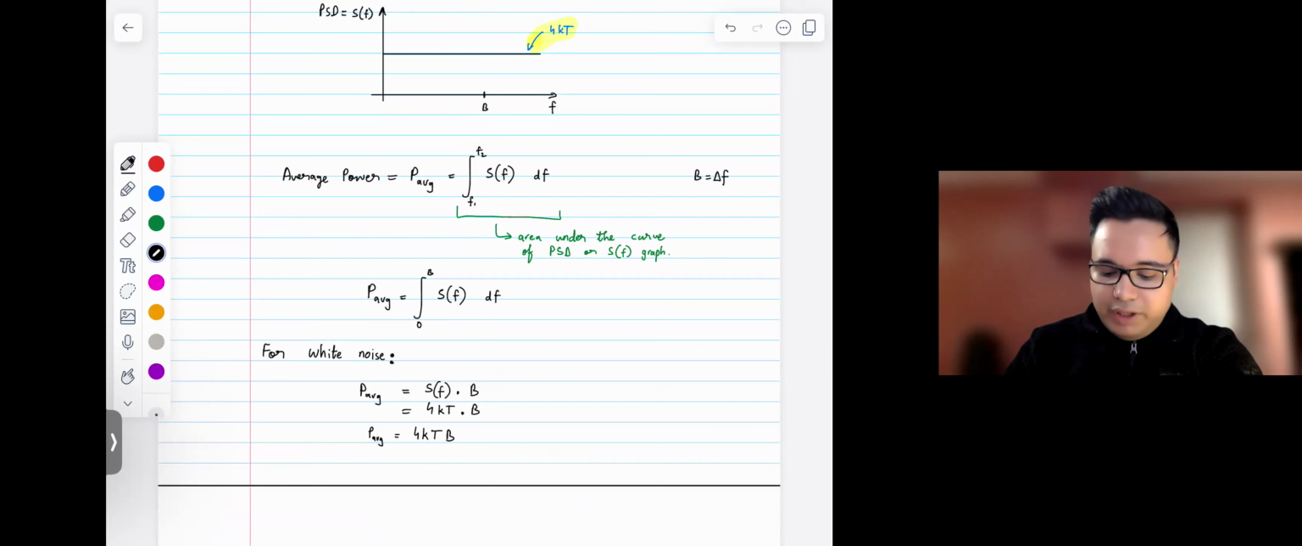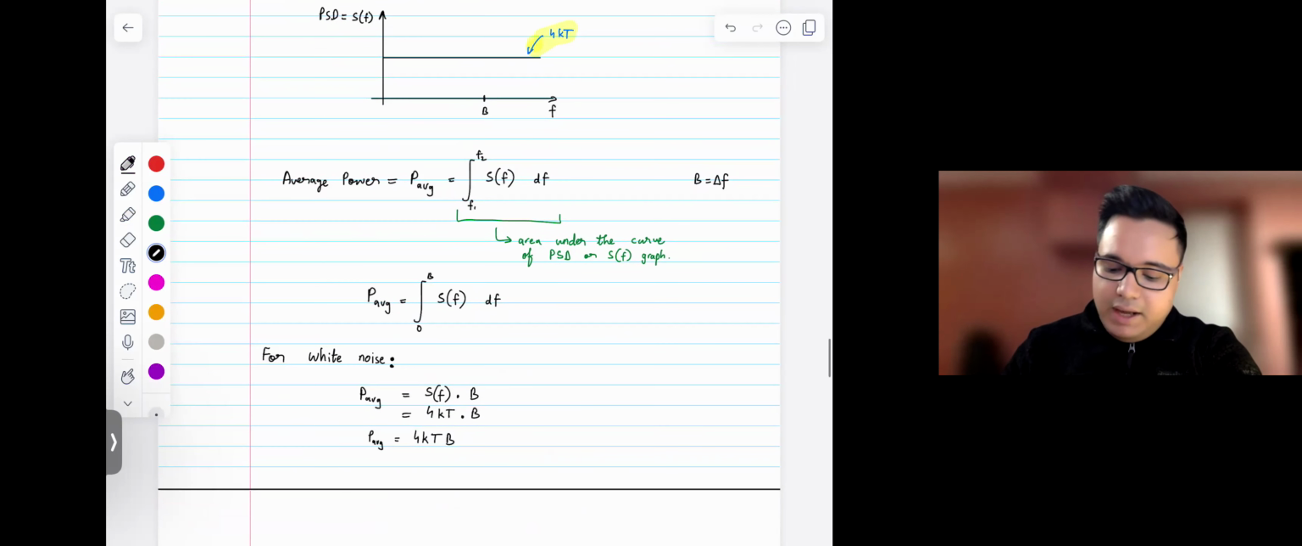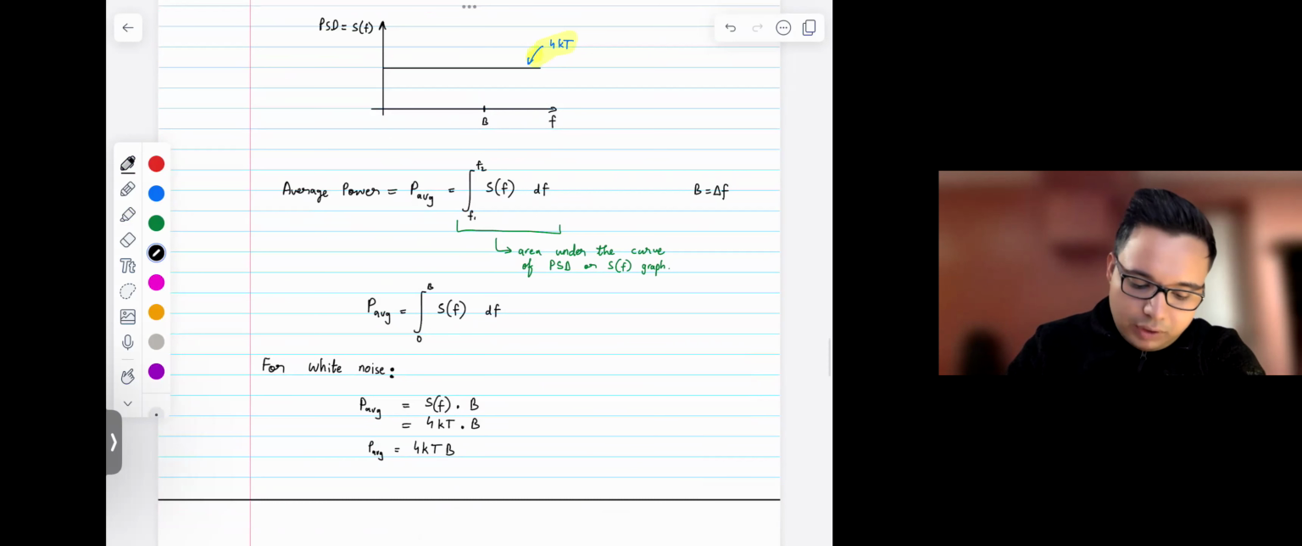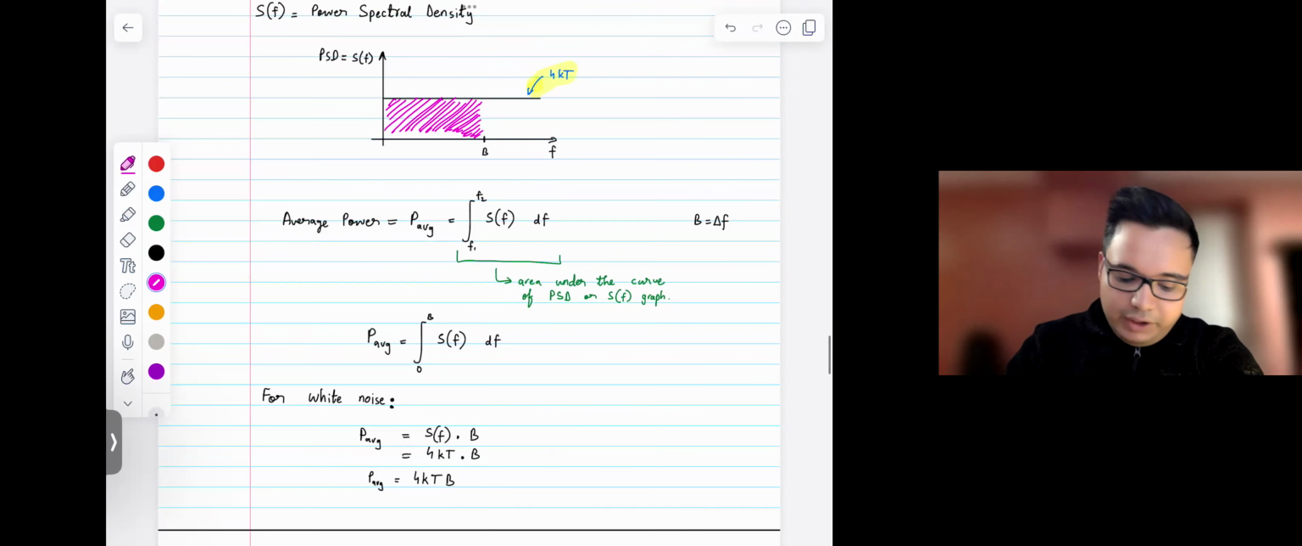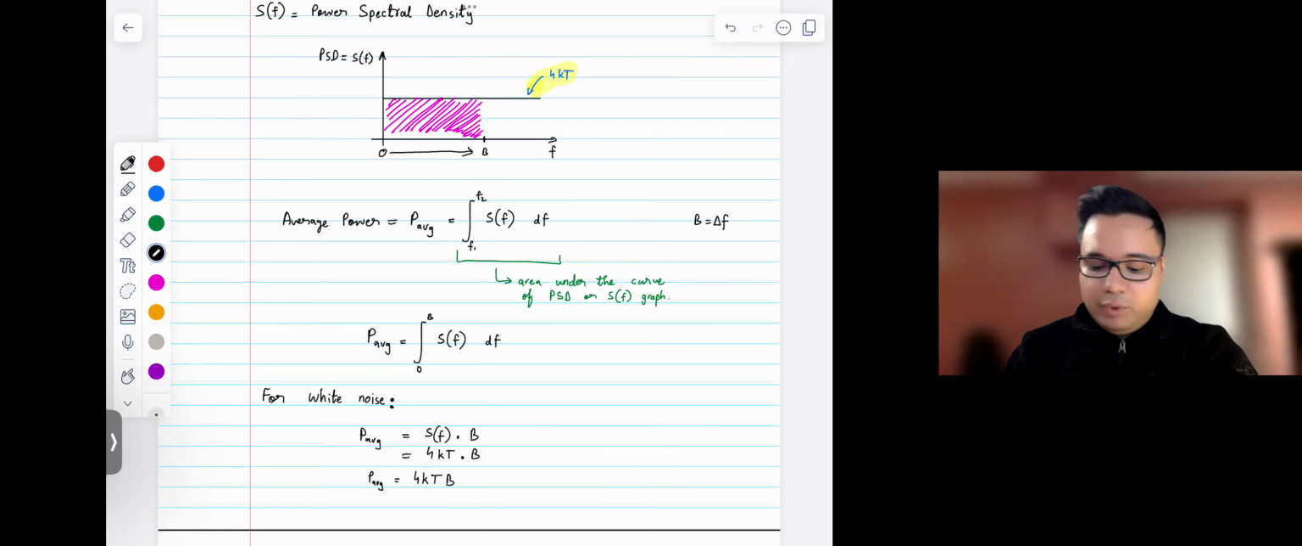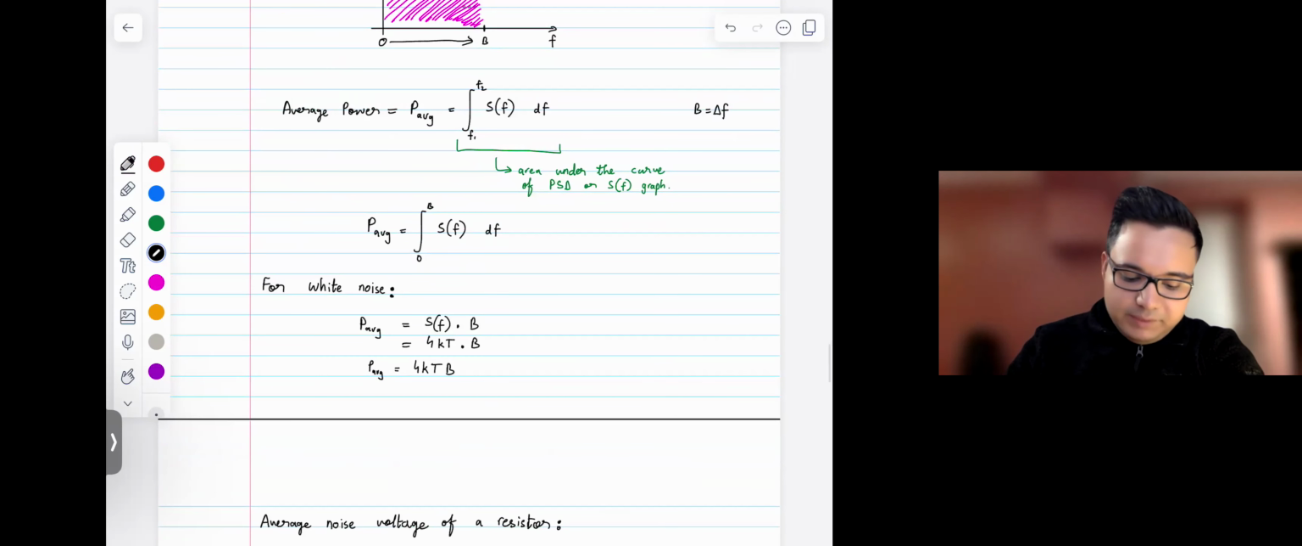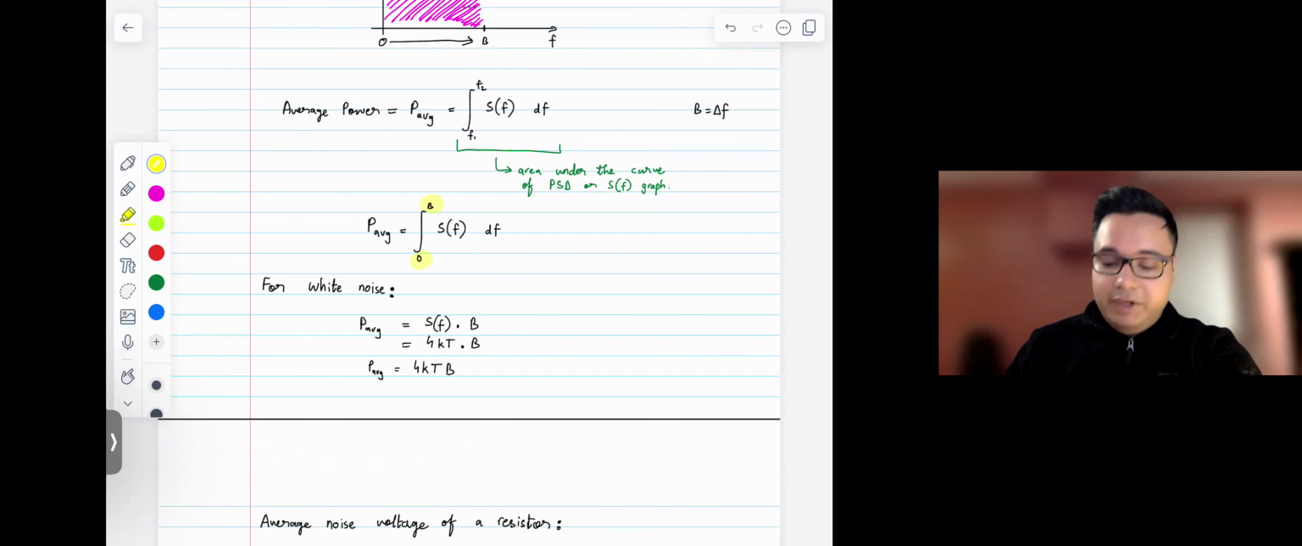an integral from F1 to F2, which could be any two frequencies, of the PSD. Essentially it's just the area under the curve of this graph here. If this is the PSD graph, then it's the area under the curve for a certain frequency. Let's say I have highlighted from 0 to the bandwidth B. So the average power is an integral from 0 to B of the PSD curve.